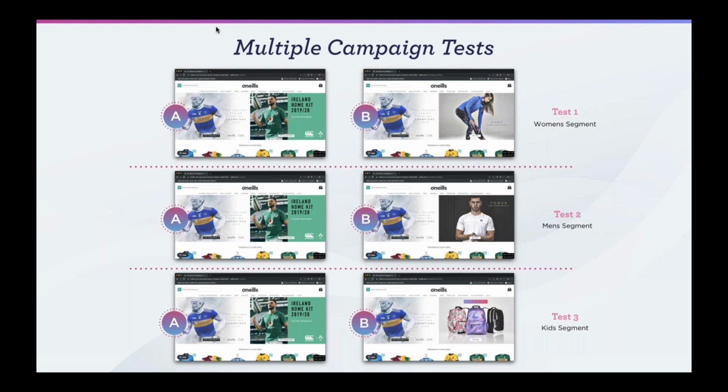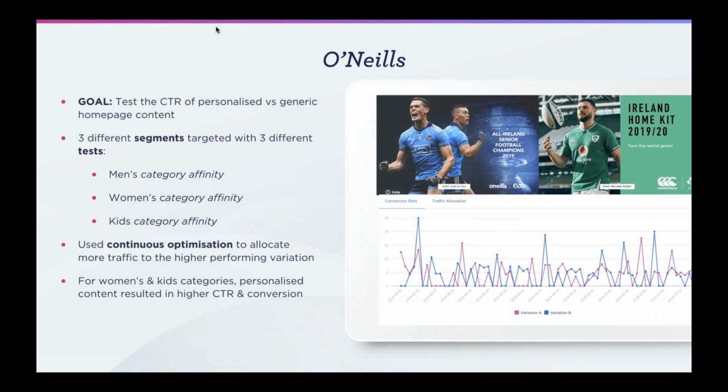So they actually already had 3 segments that they wanted to target with the test, and they already had quite a lot of data. And those segments were men's category affinity, women's category affinity, and kids category affinity. If you tuned in for our segmentation webinar, you'll know that those are customer groups who've shown affinities towards a certain category, browsing products within those categories, perhaps purchasing them as well. So people who have been looking at these a lot, so they knew that the content was going to be very personalized towards them.